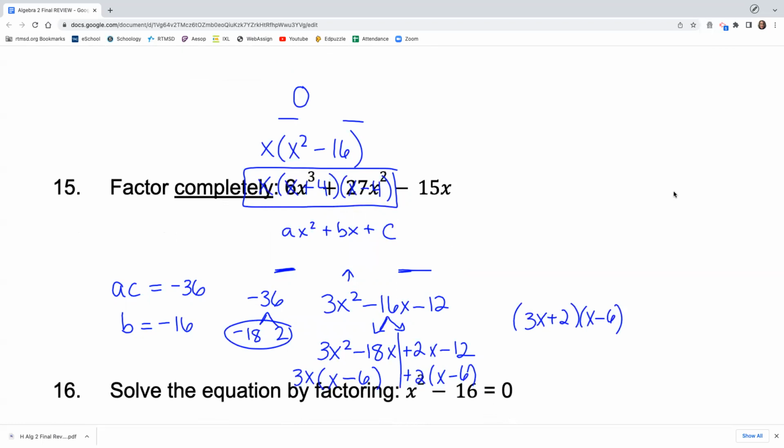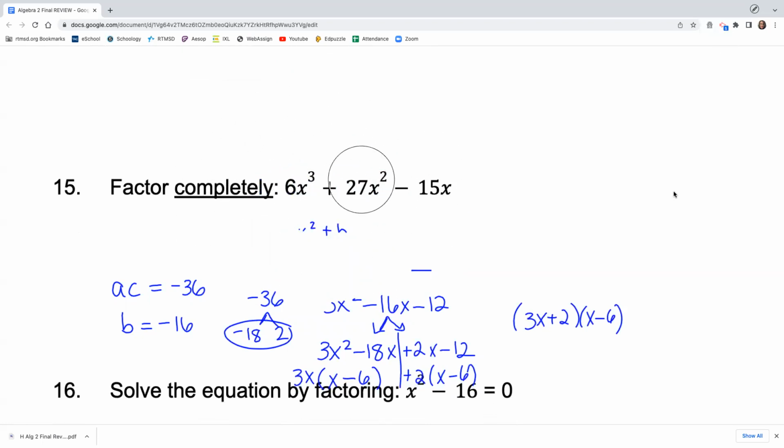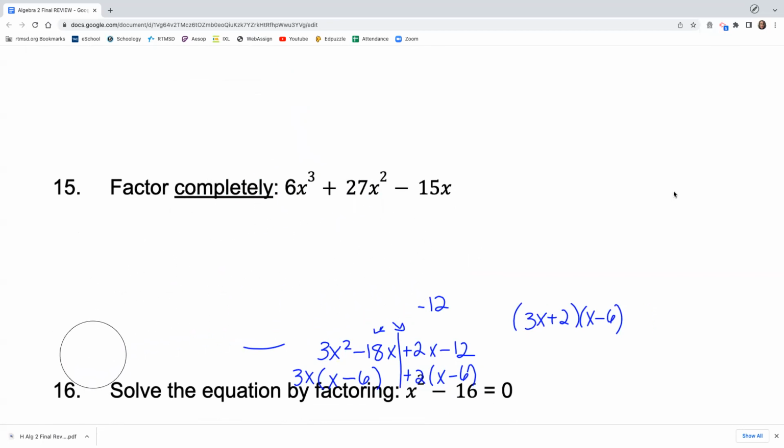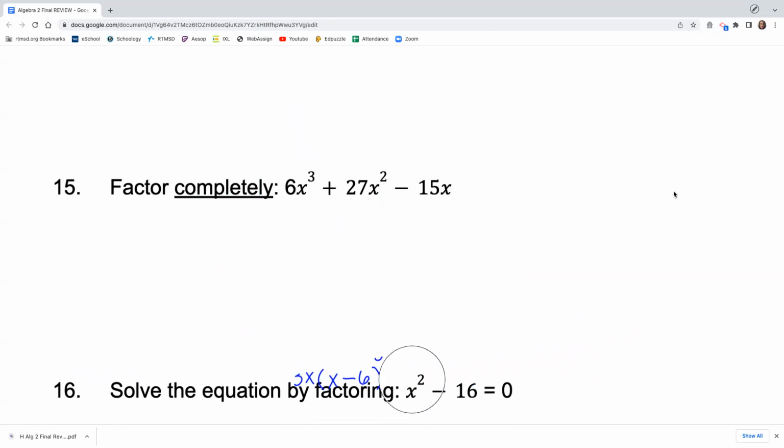Okay, the next one is again another factor completely question. So for this one, I noticed that the variables have the largest exponent as a 3, and we don't usually deal with that. And I noticed the numbers are kind of large. That's because you can take a greatest common factor out. Before you do anything, you should take a 3 out and an x out of each term to reduce the problem that you have to factor further. You will then be left with 2x squared plus 9x minus 5.